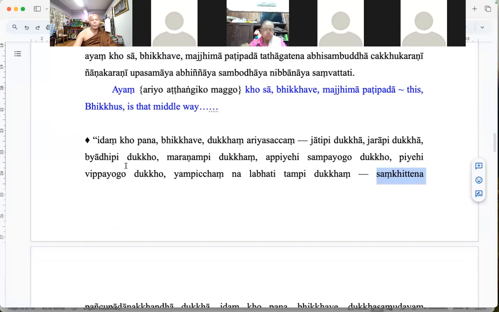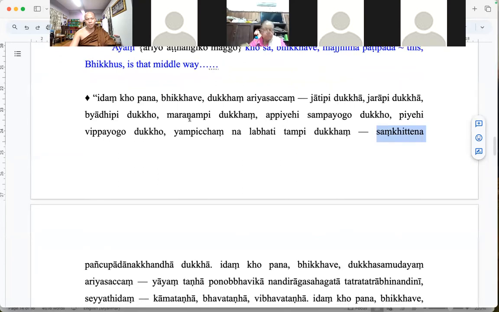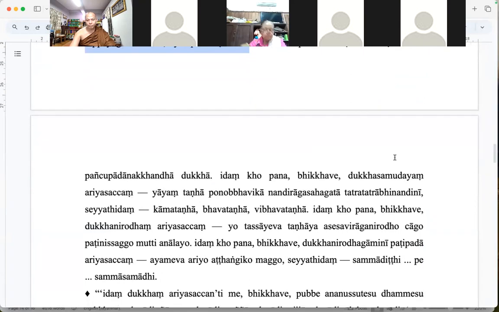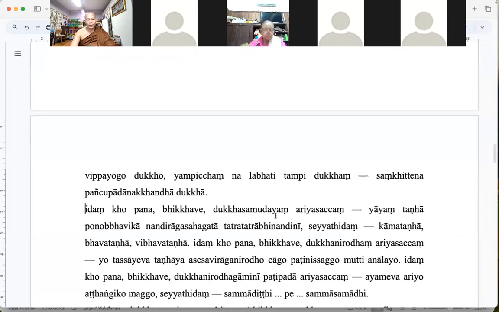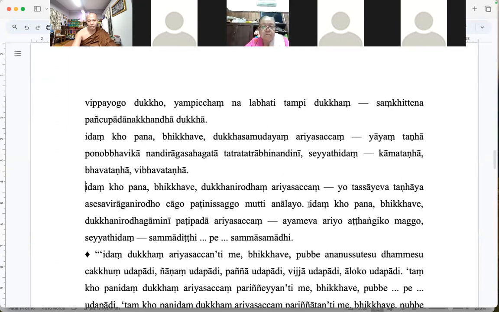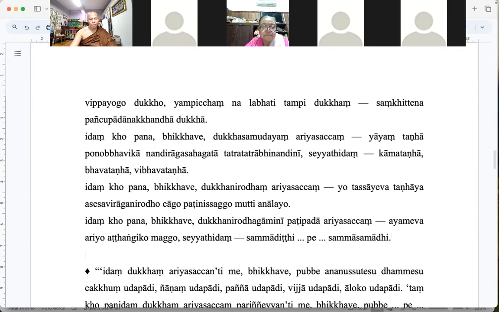Okay, so when we understand it in this way, this paragraph can also be divided into four parts. One part is idaṃ dukkha sacca. And then samudaya sacca is one part. And then magga sacca is one part. This paragraph will be in this way.